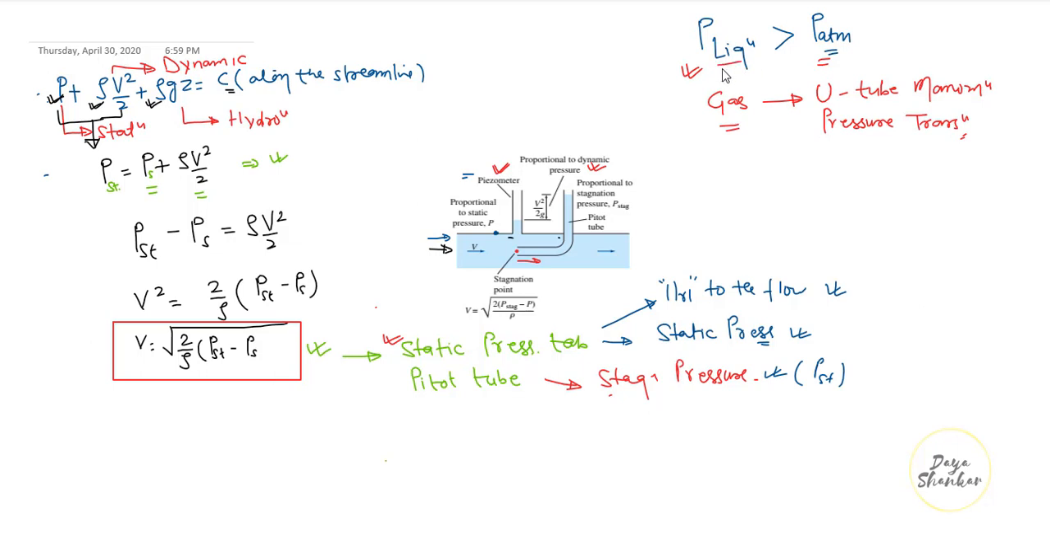So it's clear, if the flowing fluid is liquid and the static and stagnation pressure is greater than atmospheric pressure, then a two tube piezometer, which is basically the vertical tube attached with the pipe, is used to measure the pressure, and in case of gas or in case the pressure of that gas is smaller than the atmospheric pressure, then U-tube manometer and pressure transducer is used to measure that pressure inside it. Hope this point is clear.